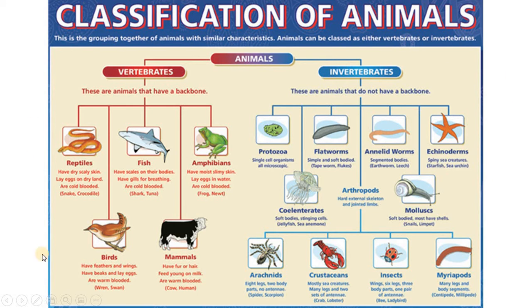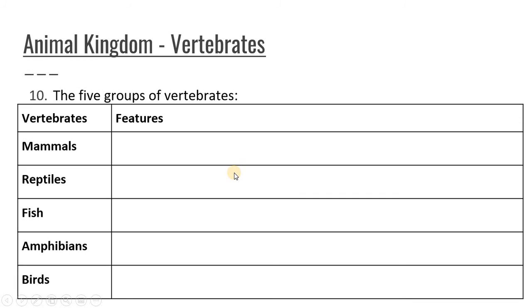Right here in this slide, you could see pictures of vertebrates and invertebrates. We are going to touch a little bit more on vertebrates and invertebrates in a short while. In your notes, I want you to make your notes this way, in table form. We're going to go into vertebrates first.